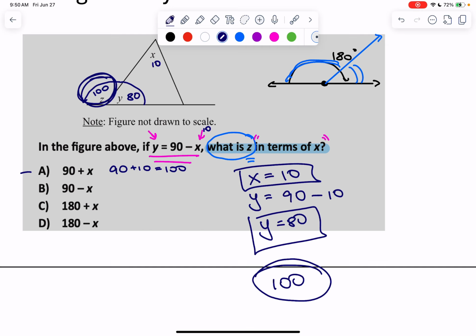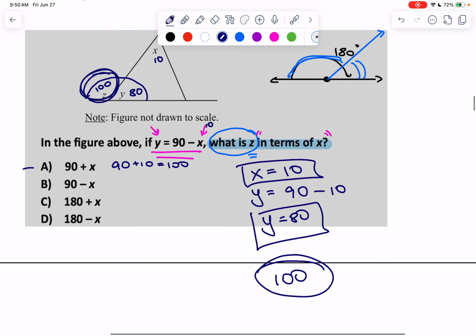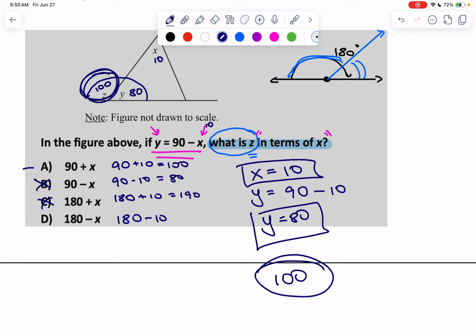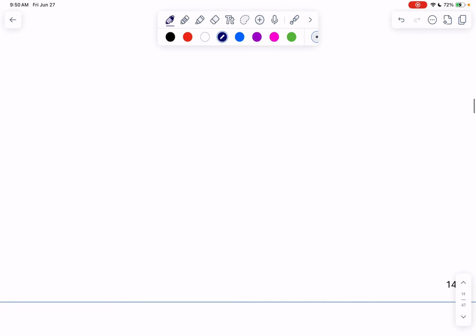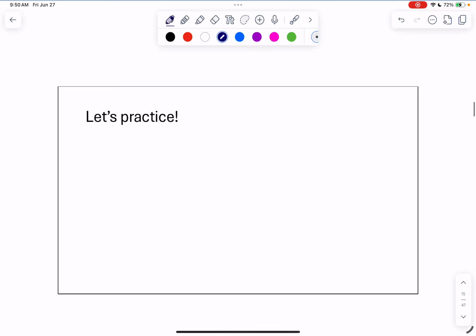Should I try the rest of them? Yes, we should. So just to make sure we don't get double right answers, we say 90 minus 10, that's 80. Not that guy. This one here is 180 plus 10, that's 190, so not that guy. This is 180 minus 10, that's 170, so not that guy. Looks like we found it. All right, very, very good. So, lots of different opportunities. Let's have a little practice.